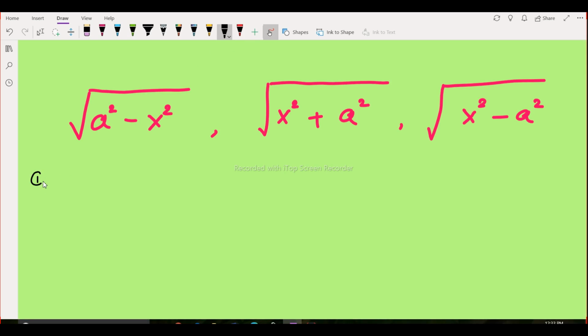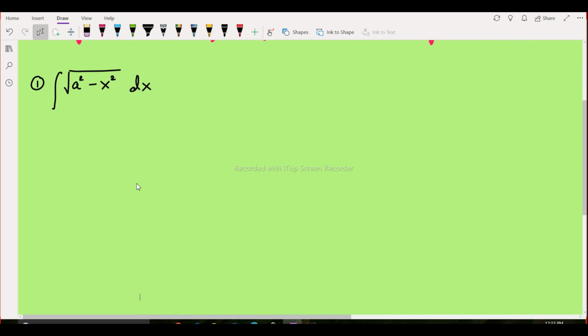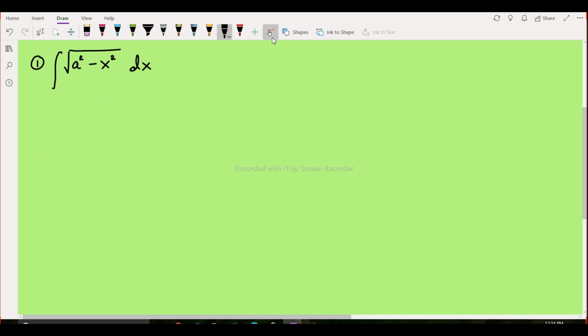So let's start off with the first one. That is integration of root of a square minus x square dx. Let's see if I have to derive the formula, how will we do that? So let's start off with the UV rule. So I'll just multiply this by 1, right? So I'll consider this as u and this as v. So let's start off with this.